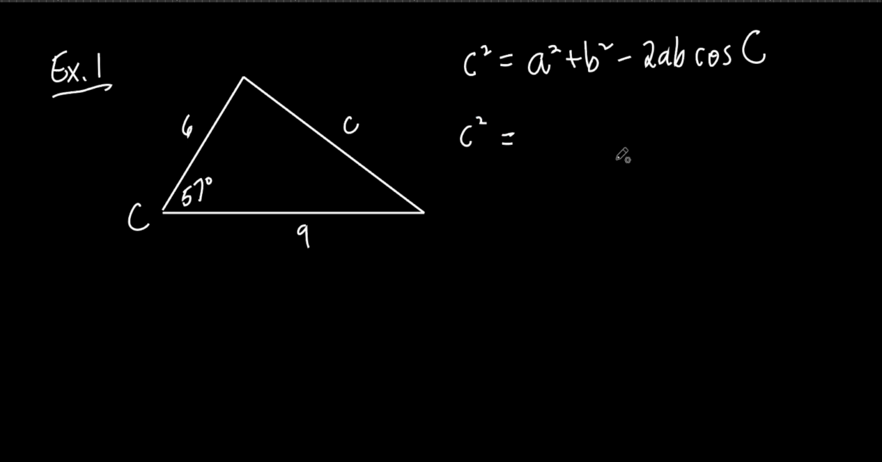C squared equals A squared. What's the A squared? Doesn't matter. Let's just use the 6. Plus what? 9 squared minus 2 times what? 6 times 9 times the cosine of angle C. What's angle C? It's 57 degrees. That was the easy part. The hardest part about doing this problem is putting it into the calculator.